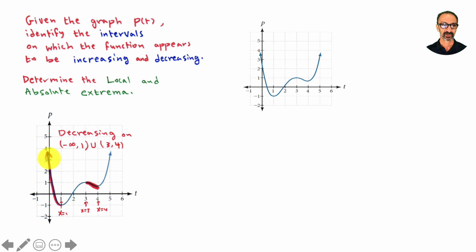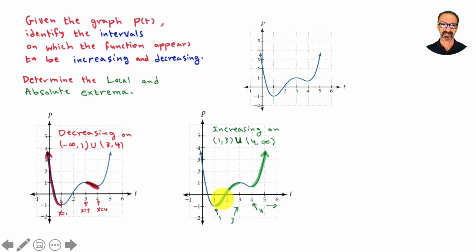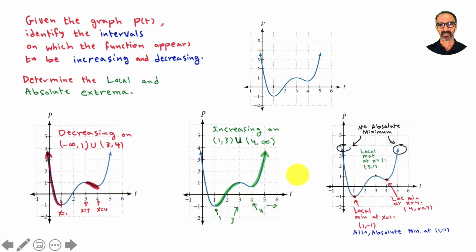Here we go. This is decreasing, decreasing, and I'm writing the answers for you. This is increasing, increasing, and I'm giving you where it's increasing from 1 to 3 and from 4 to infinity because it does have an arrow. And because of these two arrows, we don't have an absolute max. This point is a local min, but it's also an absolute min at 1, -1.